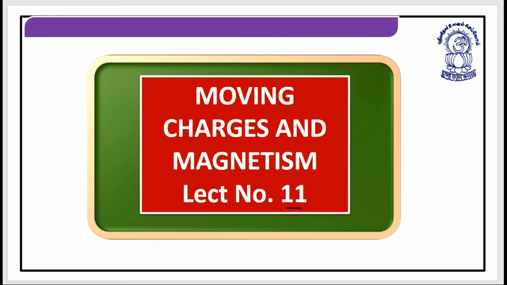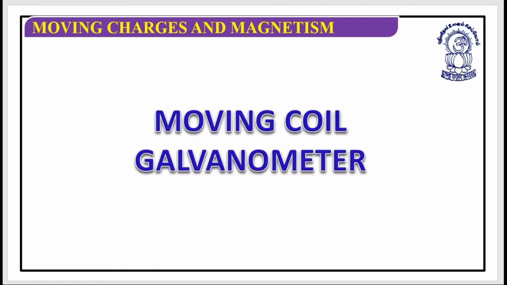This is lecture number 11 of our unit moving charges and magnetism. So let's begin with today's class. This is the class for the moving coil galvanometer. In short, it's called an MCG. It's a moving coil galvanometer.